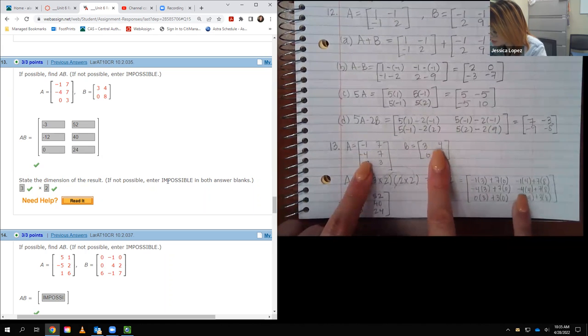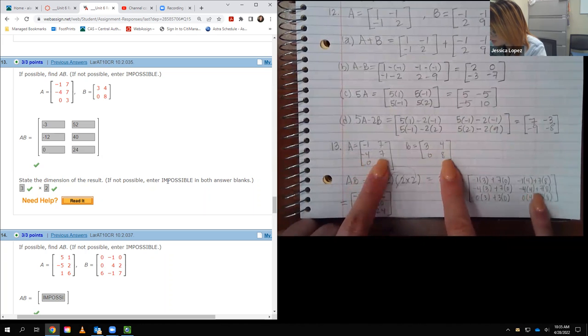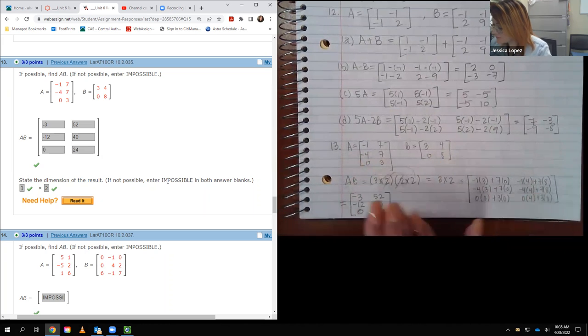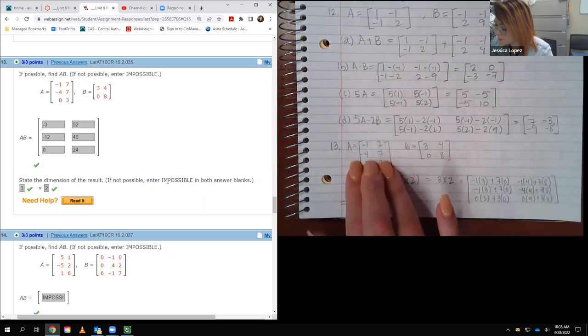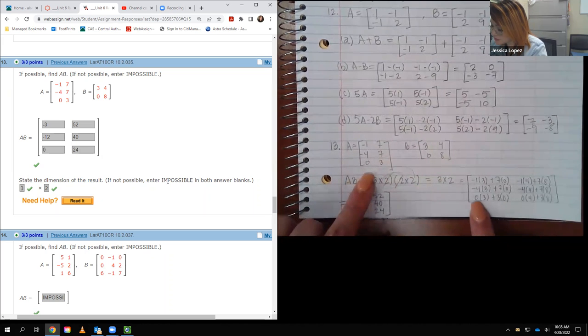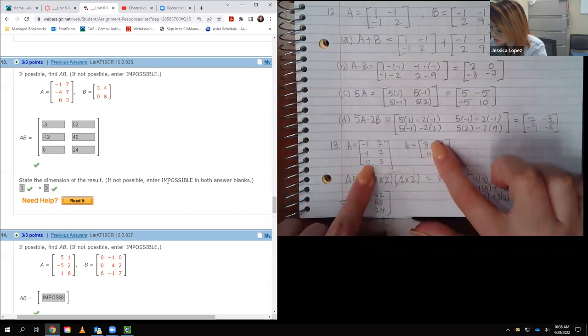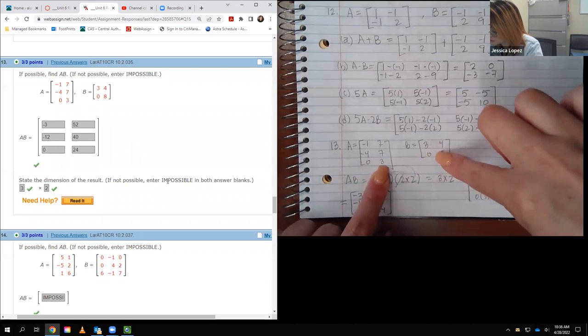So negative 4 times 4 plus 7 times 8. And then finally for the bottom row, it's gonna be the bottom row times the first column to get me the first entry in the bottom row. So 0 times 3, and then 3 times 0.